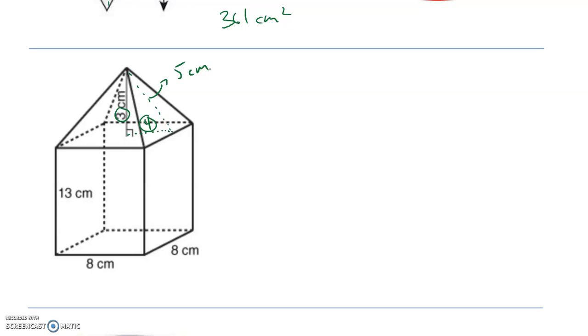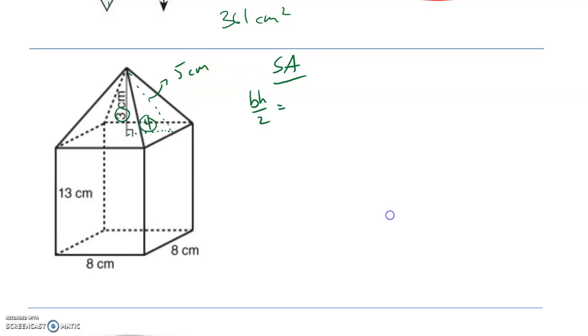Okay, so let's do the same type of thing. We'll find the surface area, and we're going to find the volume. First, I'm just going to do my triangles. Of course, the area of a triangle is base times height divided by 2. My base is 8 and the height of my triangle is 5. So 8 times 5 gives me 40.